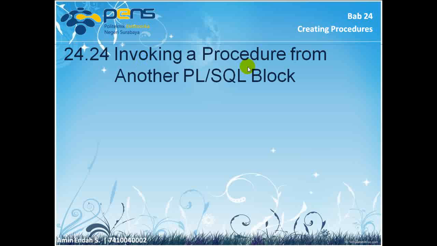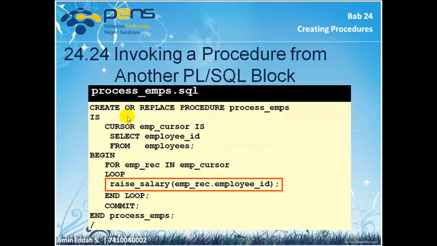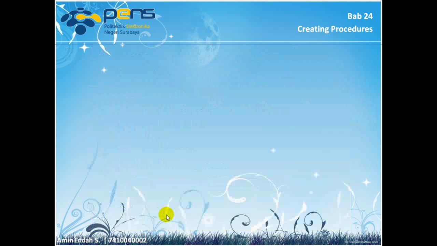Invoke a procedure from another SQL block. Create or replace procedure process_employees is cursor employee_cursor is select employee_id from employees. Begin for employee_rec in employee_cursor loop raise_salary(employee_rec.employee_id); end loop; commit; end process_employees.